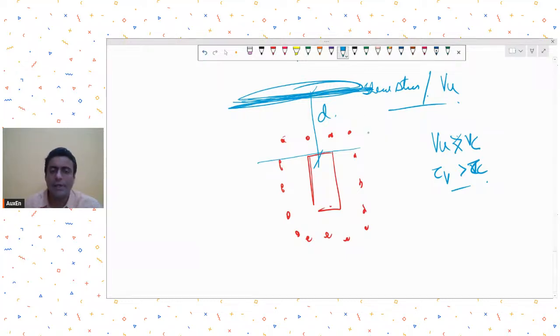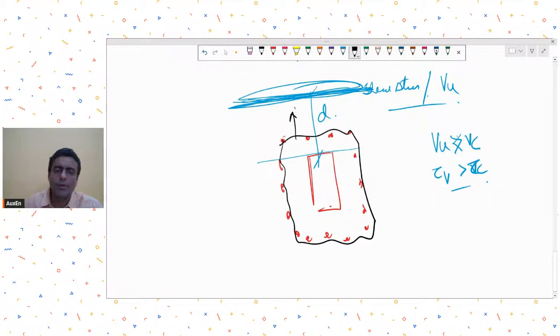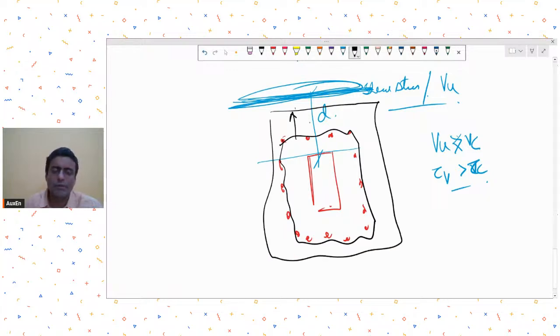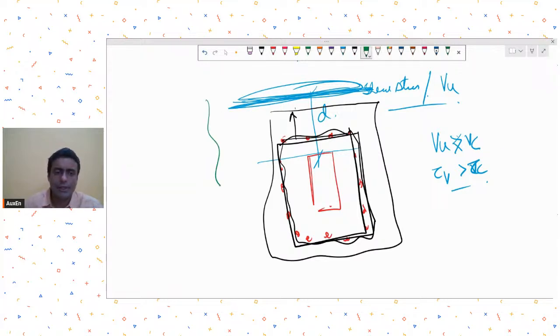You don't need anything. See, one thing, this punching reinforcement was required technically at D by 2. Now we are told by the code to extend it till it becomes 0.5 tau c. That's why we have to extend. Technically, it was required at this critical section only, but then we are required to extend it till a certain distance.